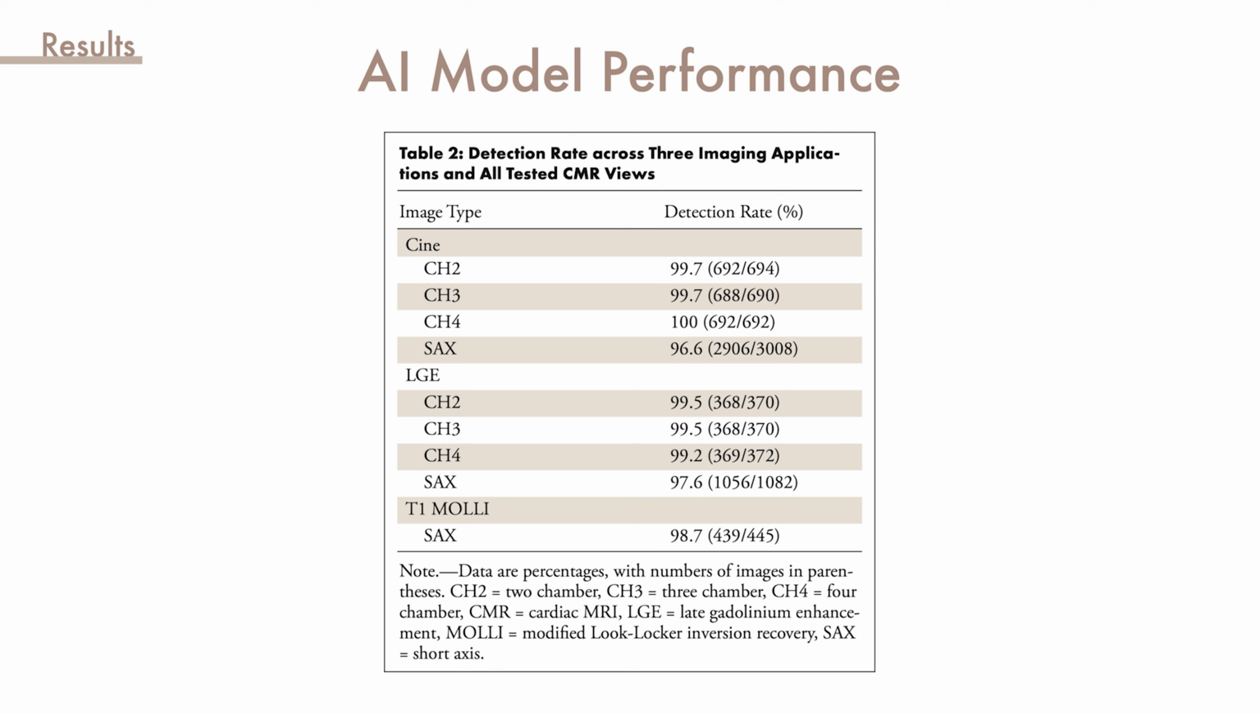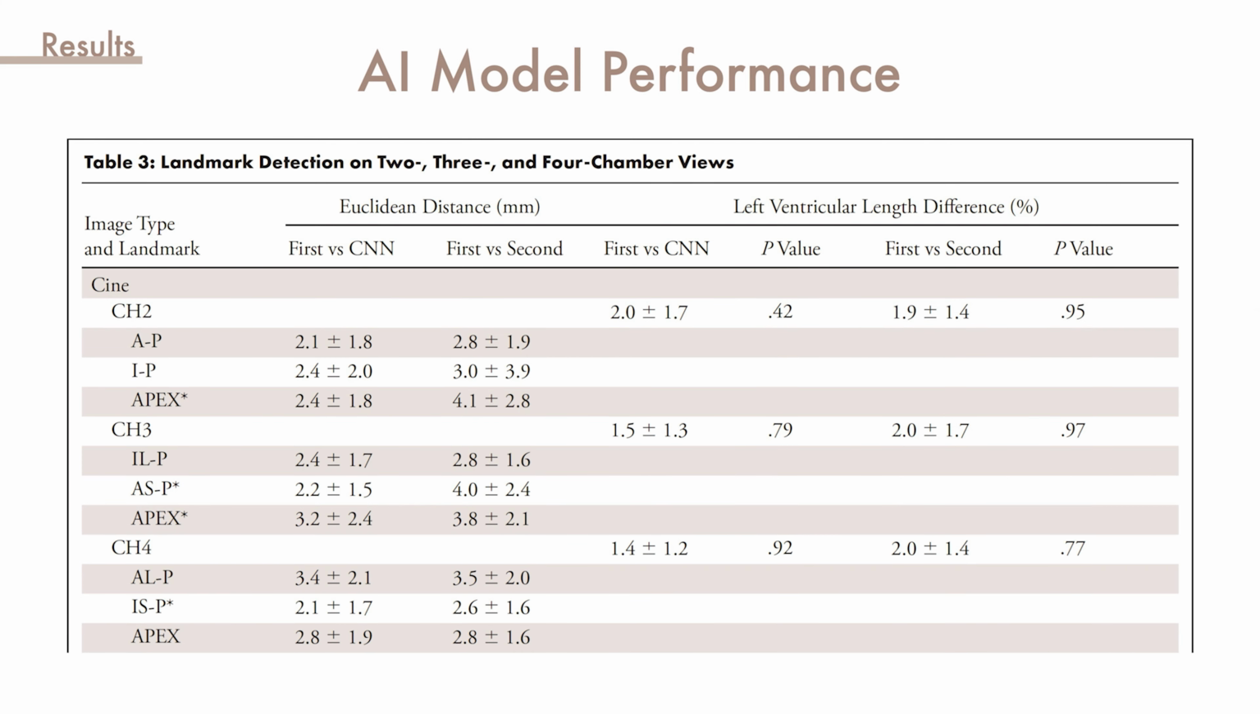So here are the results. For CNA images, the detection rate ranged from 96.6 to 100%. For LGE, it ranged from 97.6 to 99.5, and for T1 mapping, it was 98.7%. Here you can see the landmark detection in the 2-chamber, 3-chamber, and 4-chamber CNA views, computed with Euclidean distance. As you can see, the distance is around 2 to 4 millimeters.